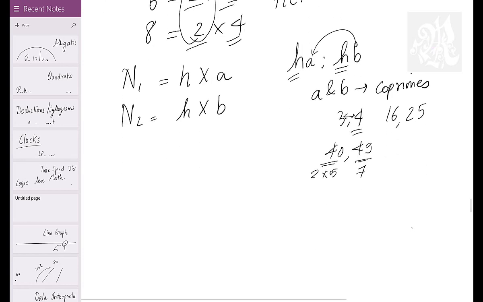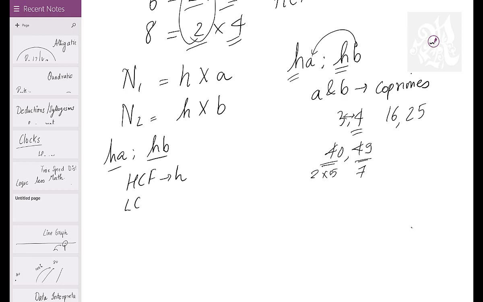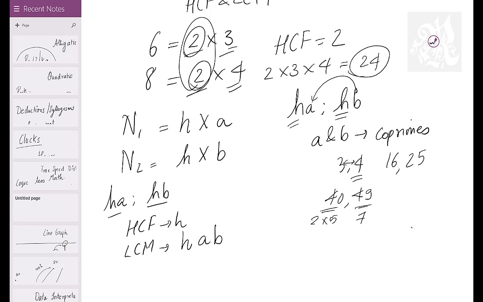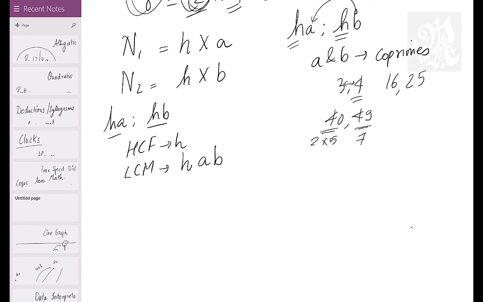So two numbers can always be defined as HA and HB, where H is their HCF and A and B are co-primes. Always. So if these two are the numbers, what is the HCF? H. What is the LCM? You take the HCF once and multiply the rest, HAB. The HCF here in this case comes both the times, right? But you take it only once and you multiply the rest, 3 and 4. 2 into 3 into 4 is 24. That will become the LCM for these two numbers, 6 and 8. So what's the HCF? 2. What's the LCM? 24. So how do you get the HCF? H. How do you get the LCM? HAB.